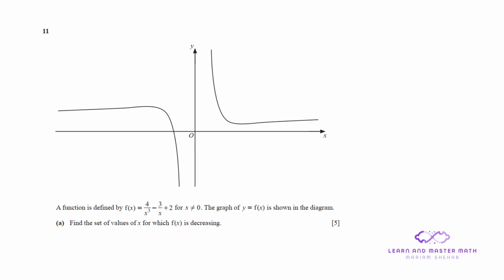Question 11, we have a graph of the function 4x over x cubed minus 3 over x plus 2. X is never 0. The graph is shown in the diagram. Find the set of values of x for which f(x) is decreasing. So to find the value of x when the function is decreasing, we have to find the derivative and see where it is negative. Let's start our work here.